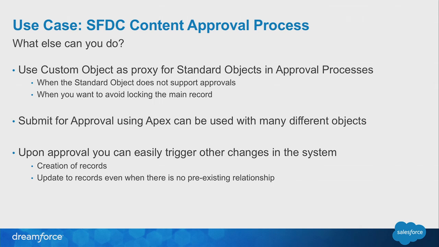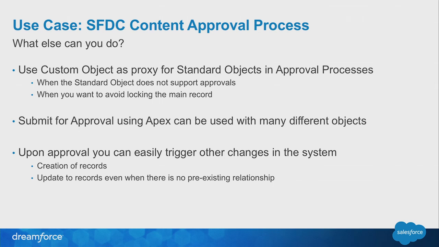This pattern is obviously applicable across many different object types. So it doesn't have to be content. If you don't use content or aren't familiar with it, no big deal. You can definitely adapt this code to work with your objects. And then, like I said before, this is a way to do record creation as a result of an approval process. This last bullet is an interesting one.